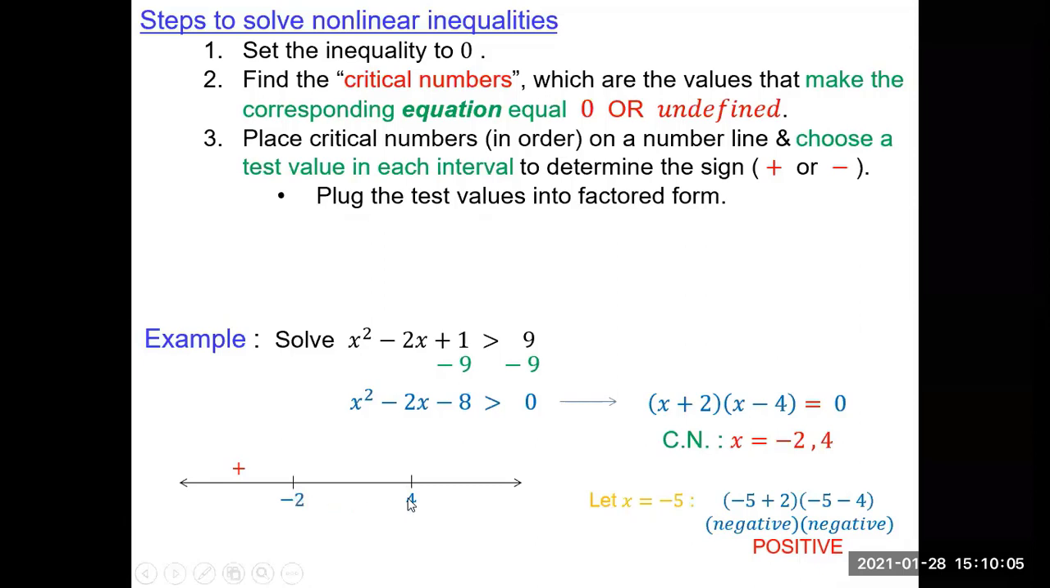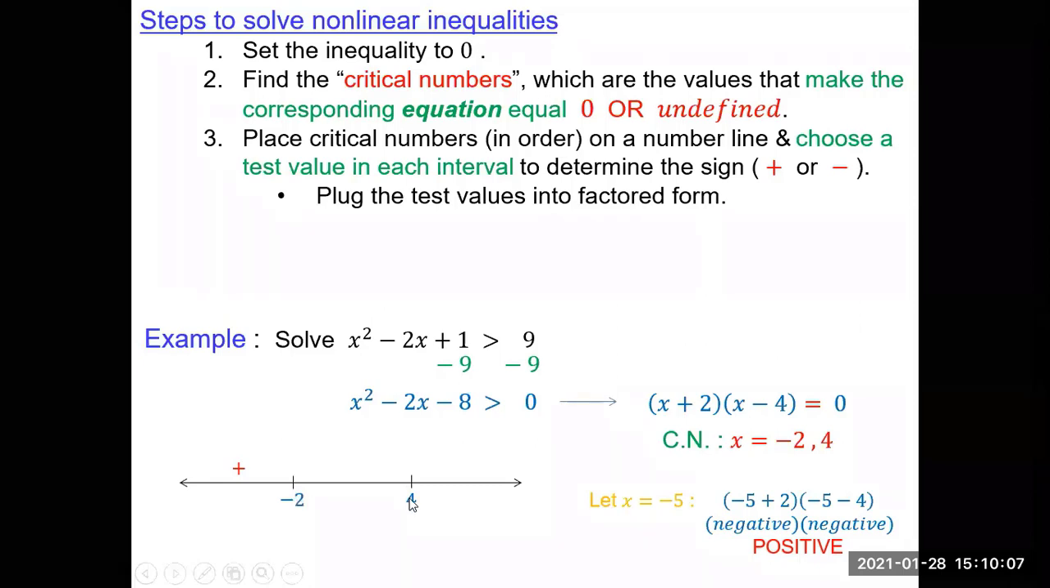Since -2 and 4 are the only locations where the function is equal to 0, that means that everything between -2 and 4 will have the same sign. So why don't we try x equals 0? If I plug 0 into factored form, I get 0 plus 2 times 0 minus 4, which of course gives me a positive value times a negative value, which will always give me a negative output. So I now put a negative sign in between -2 and 4.